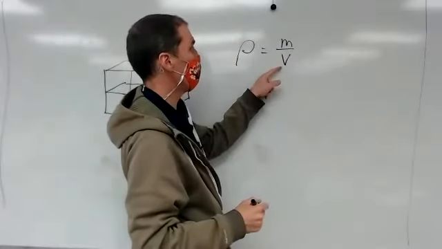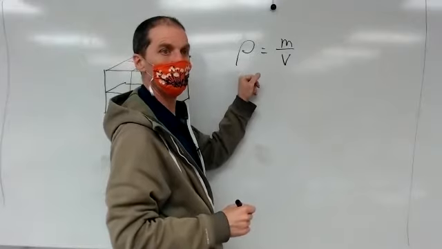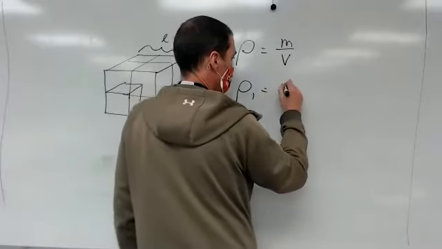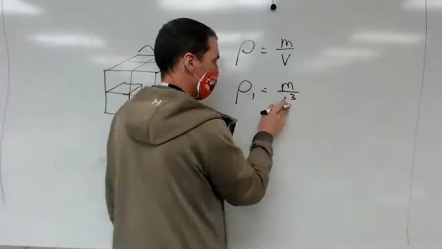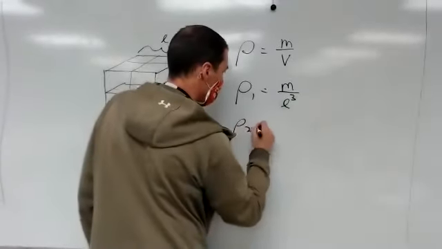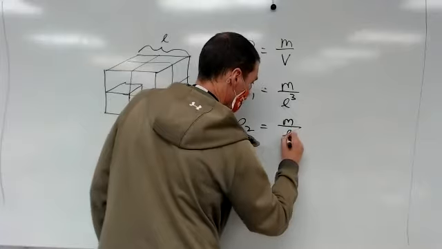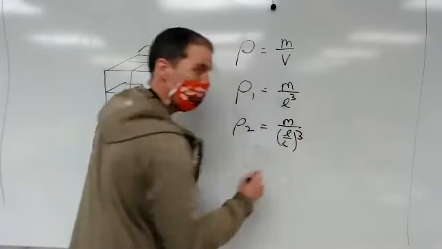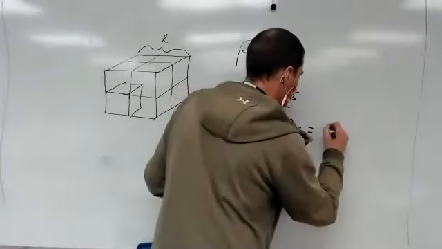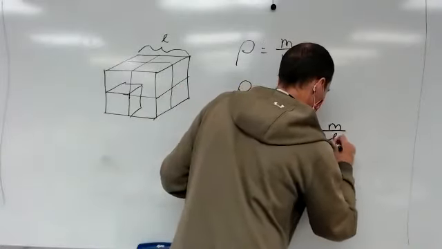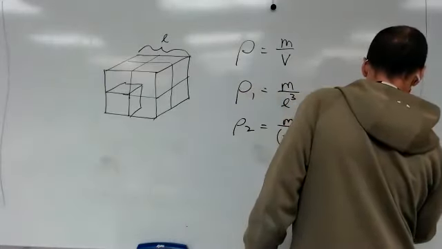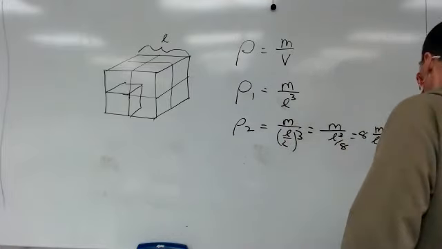If its volume is 8 times smaller, its density is 8 times bigger, right? If you wanted to, you could say density 1 is equal to m over l cubed. Density 2 is equal to mass divided by l over 2 cubed, because it's side times side times side. But this is just m over l cubed divided by 1/8, which is 8 times m over l cubed, which is equal to 8 times rho 1.